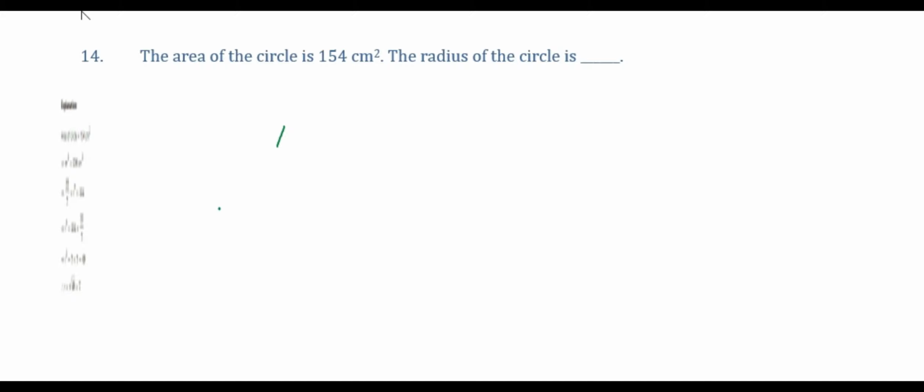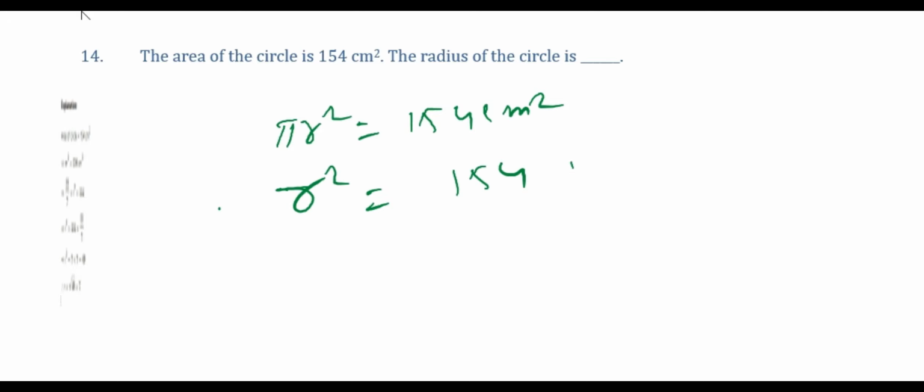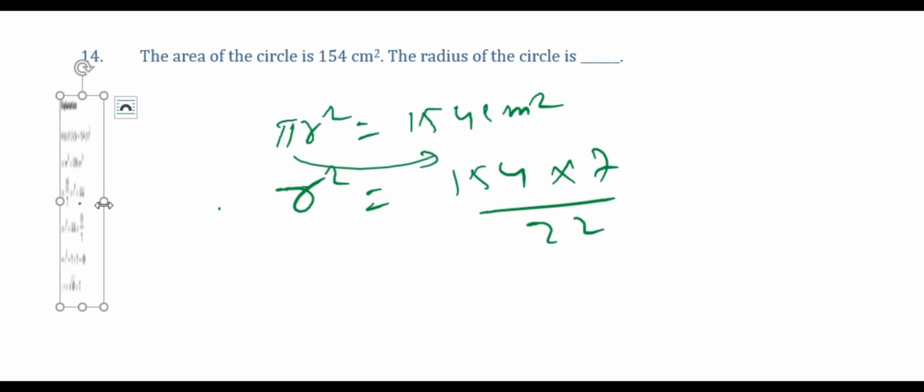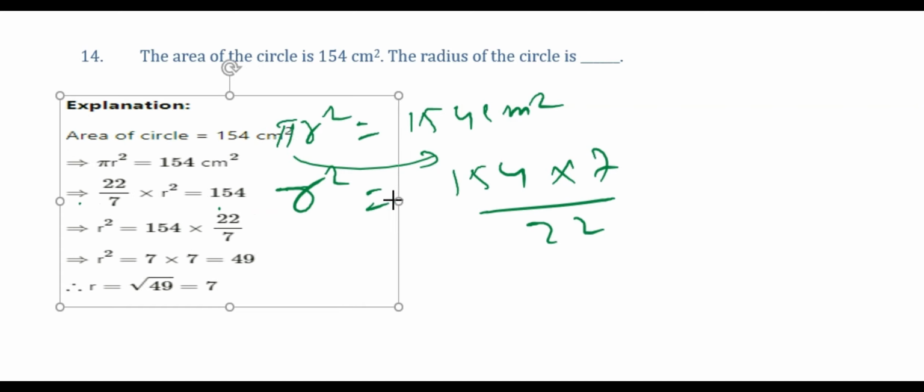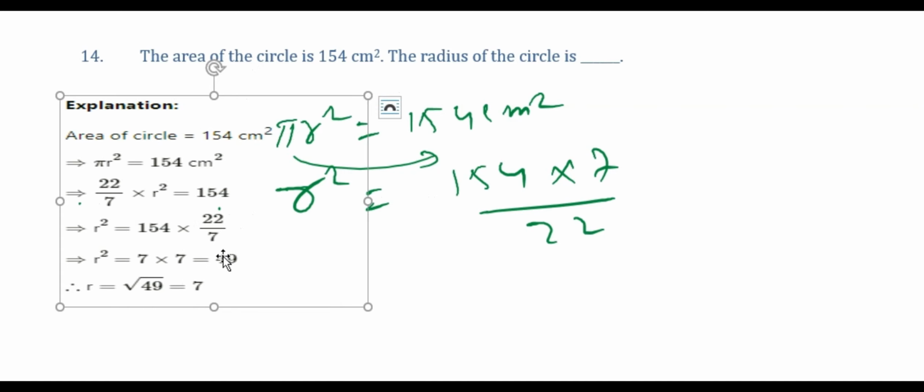Area, then you write pi r square equal to 154 centimeter square, and you know that r square equal to 154, pi value is 7 by 22 if you transpose it to the right hand side, and what we get after computing. Let's see, I have taken the screenshot and I will show it here.